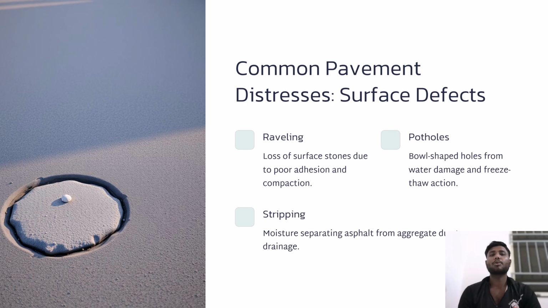Third one is common pavement distresses because of surface defects. There are three types: ravelling, potholes, and stripping. In ravelling, there is loss of surface stones due to poor adhesion and compaction. Potholes are bowl-shaped holes from water damage and traffic action. Third one is stripping, where moisture separates asphalt from aggregate due to poor drainage.